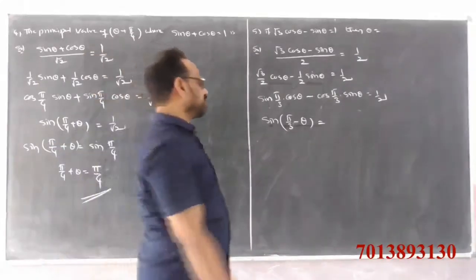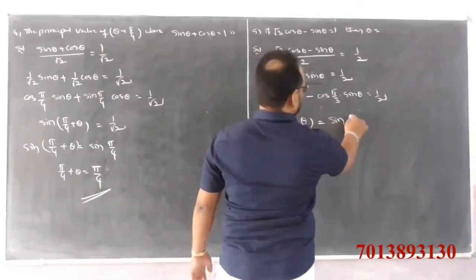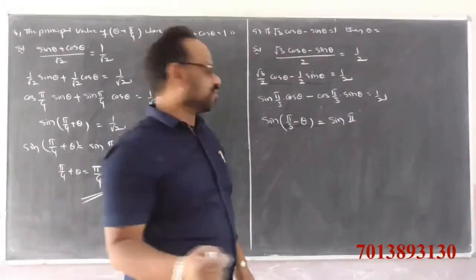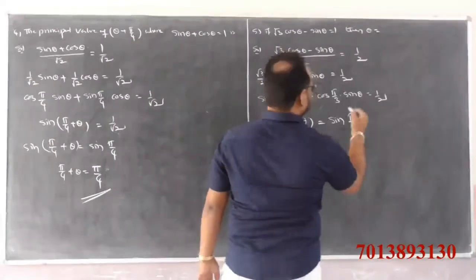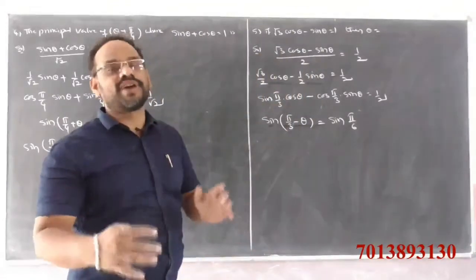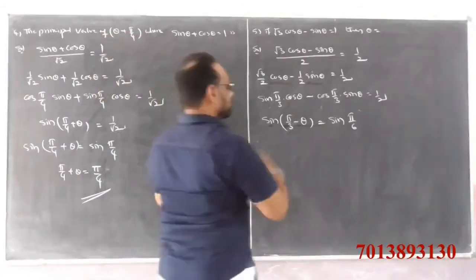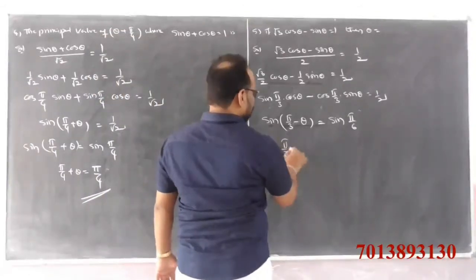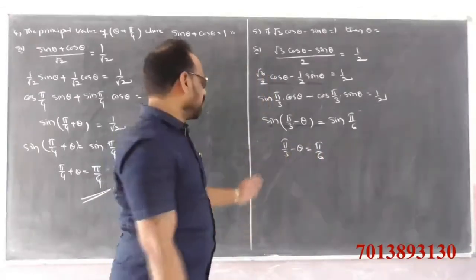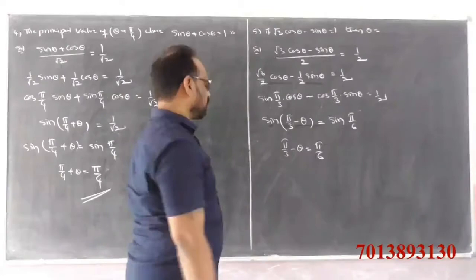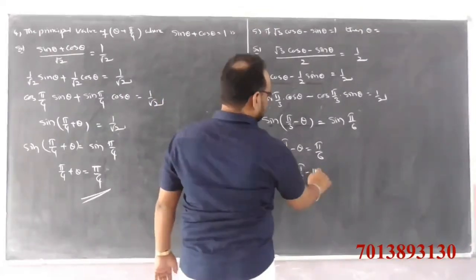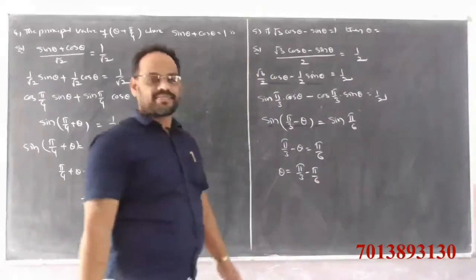1 by 2 in terms of sin, that is sin 30 value. Sin 30 value is 1 by 2. So sin 30 means sin pi by 6. Sin pi by 6 value how much? 1 by 2. If you compare LHS and RHS, we get here pi by 3 minus theta is equal to pi by 6. We want the value of theta. If you transpose pi by 6 here, we get theta is equal to pi by 3 minus pi by 6.